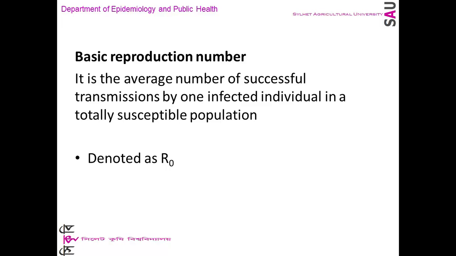Therefore, basic reproduction number would be 64 divided by 32, that is 2.00, which implies that on average, one FMD infected cattle could transmit the disease to two cattle. Basic reproduction number is denoted by R0.